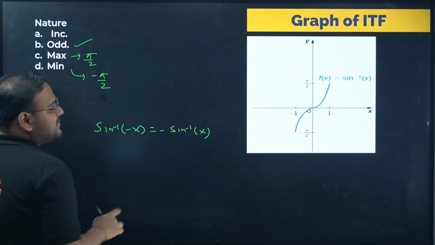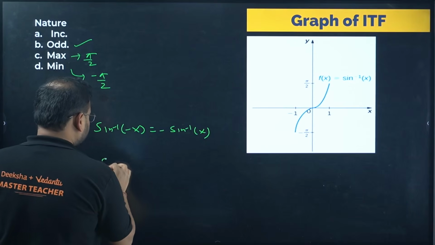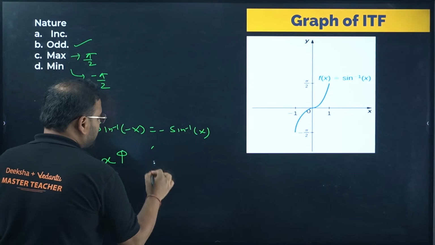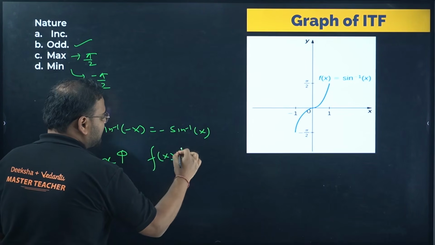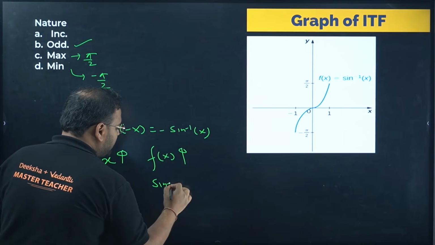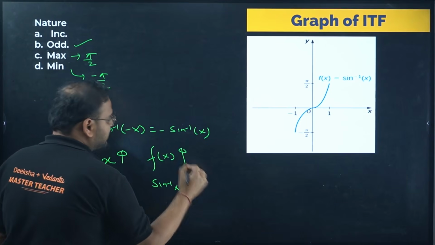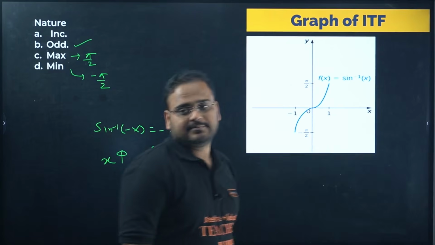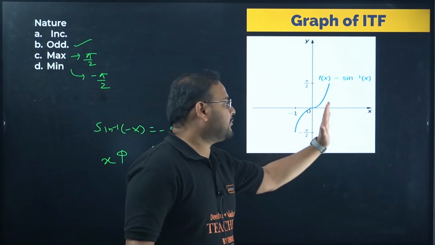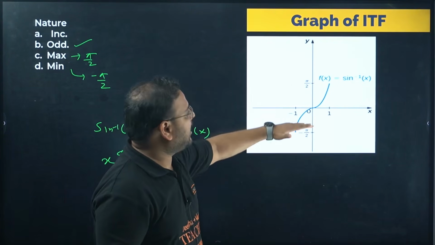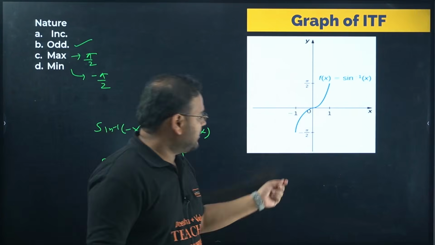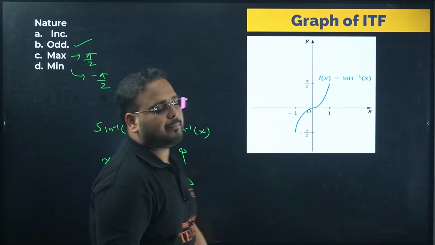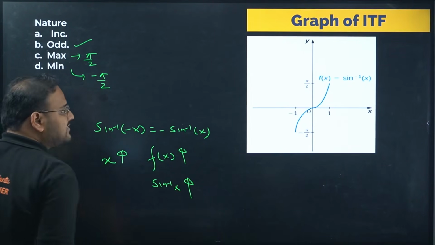Nature increasing means if you increase x value, f of x also increases. It means sine inverse of x also increases. Check here. If I move from left to right in the x-axis, what is happening to the graph? It is going up, up, up. It's increasing in nature, right? Sine inverse of x increases.